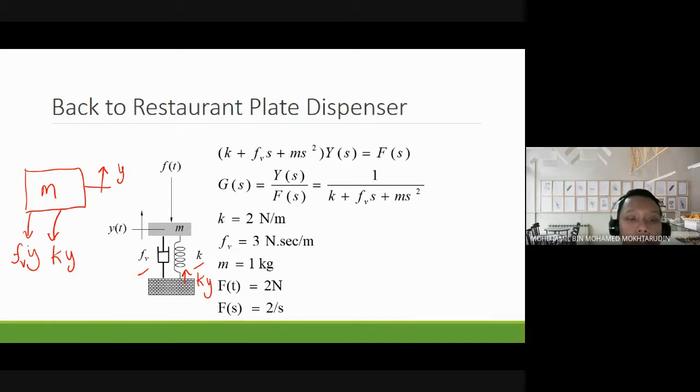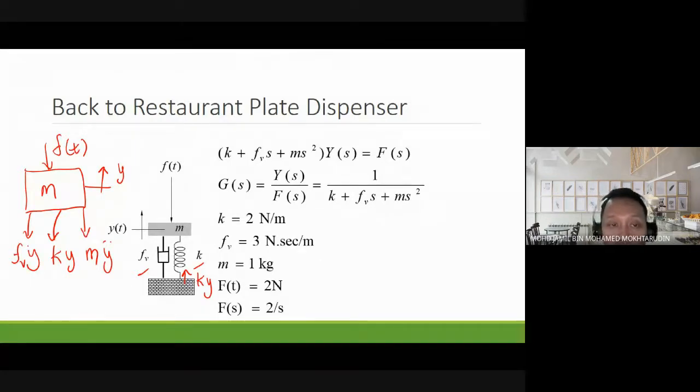So we have forces from the damper and spring, and don't forget the inertia from the mass, so we have m y double dot. And the applied force should be acting downward as well, but I tak tahu kenapa soalan dia bagi positif. It should be negative here, but never mind. In the end, the graph will just be reversed in orientation. Okay, so we get this equation.